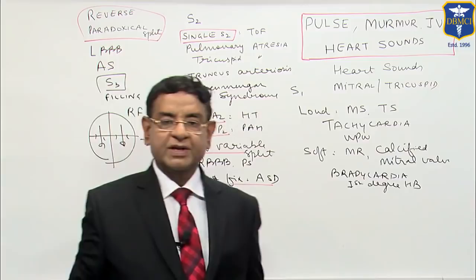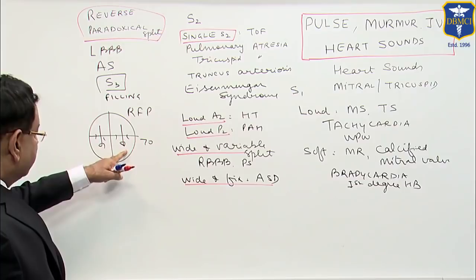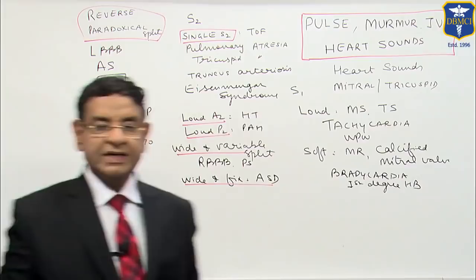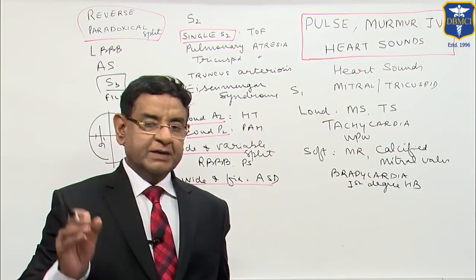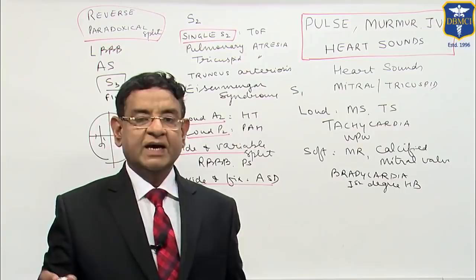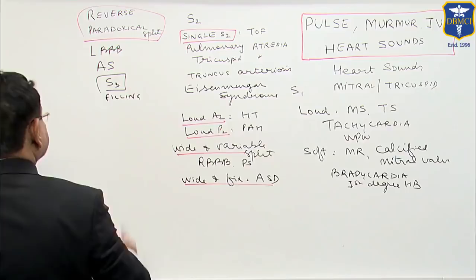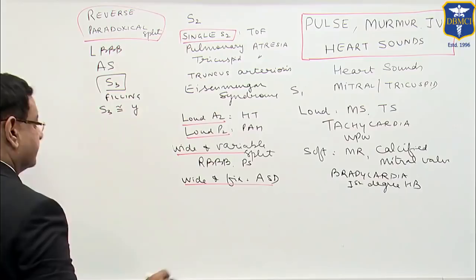And one more thing: during the rapid filling phase, the tricuspid valve opens and you get the Y descent. So the Y descent is also produced in early diastole. It means both the third sound and the Y descent are seen in early diastole. So we can say very comfortably that the third sound corresponds to the Y descent.